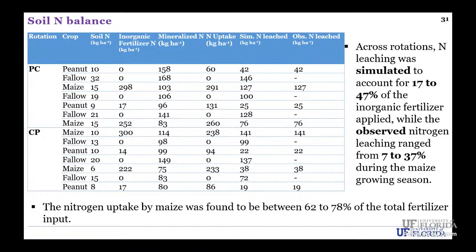In the soil N balance across the rotation, simulated leaching accounted for 17 to 47% of the total fertilizer that we applied, while the observed nitrogen leaching, using the nitrogen balance approach, was about 3 to 7%. And just in case, the overall message, there's so much data. Ideally, the N leaching for a crop would be what percent?